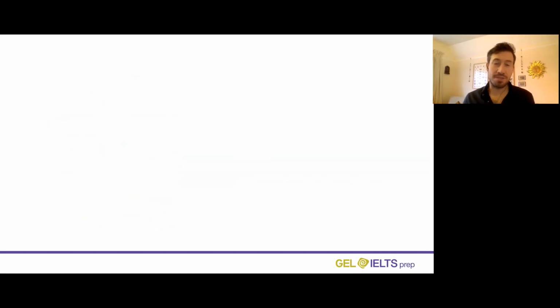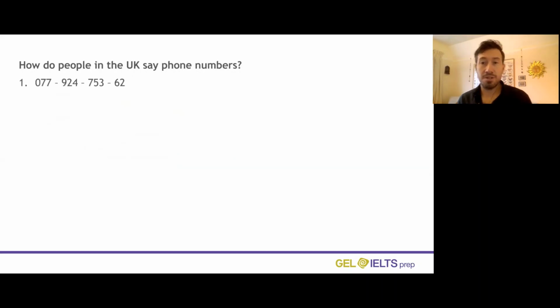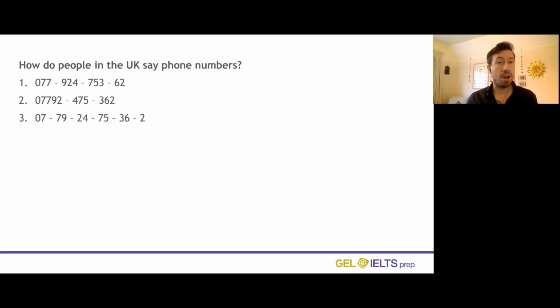Let's now move on to another thing that's very common, which is phone numbers. So we're going to look at 3 different ways of saying phone numbers. And what I want you to do is look at question 5 and say, how do you think people in the UK say these phone numbers? The first option is 077 924 753 62. Or do they say 07792 475 362? Or do they say 07792475362? So I want you to look at those and choose the correct option.